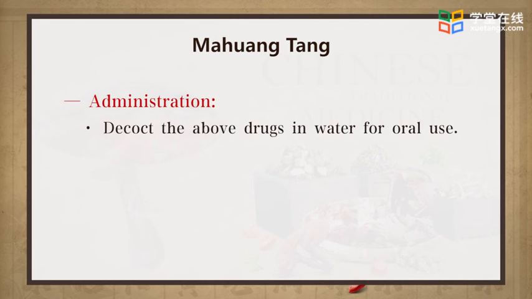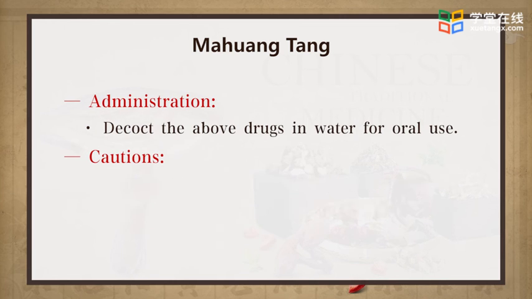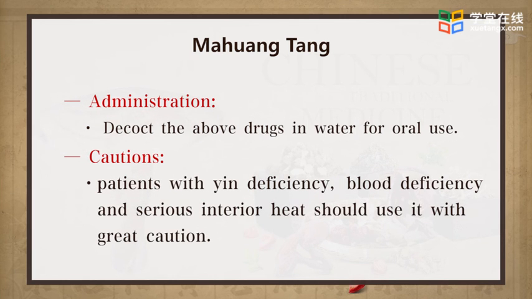Administration: decoct the above drugs in water for oral use. The recipe is contraindicated for exterior syndrome due to wind cold with sweating because it is drastic in inducing sweating. So, patients with iron deficiency, blood deficiency, and serious interior heat should use it with great caution.